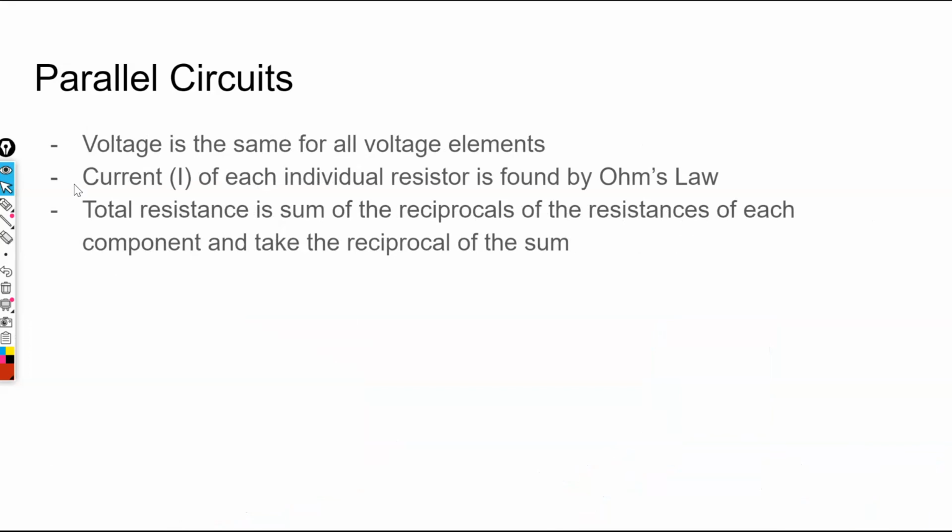So again, when we look at how the voltage and current compare to resistance, voltage is the same throughout all voltage elements, like a series. And the current is still found by Ohm's law. But now the total resistance is going to be different. Now the total resistance is the sum of the reciprocals. Remember, your reciprocal is you're taking 1 over that resistance, so whatever the R is of each of the components, so each of the resistors, and you take the reciprocal of the sum. So what that is saying is, let's say I have two resistors again. Oops, that's a series, not a parallel.